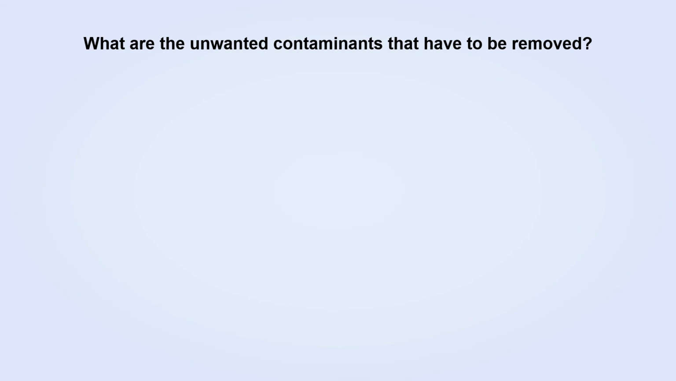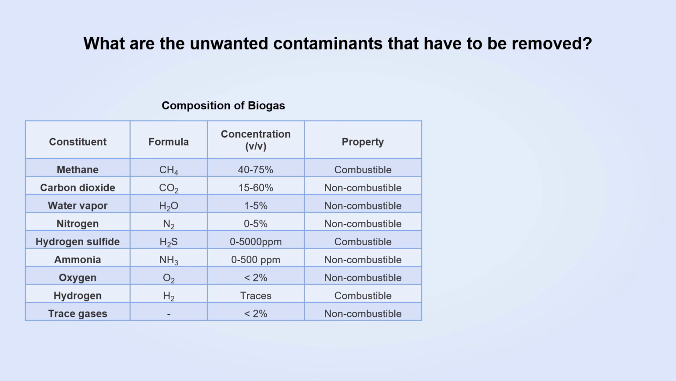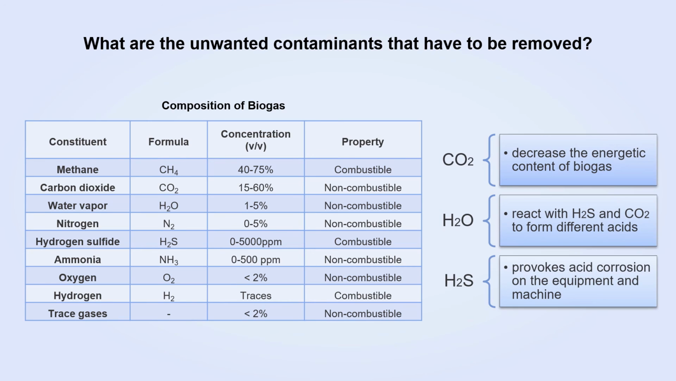We need to identify what are the unwanted contaminants that have to be removed from the biogas. Here is the composition of biogas, and among all these compositions, we need to remove carbon dioxide because it will decrease the energetic content of biogas. Knowing that, it's important to remove the water vapor because it will react with the hydrogen sulfide and the carbon dioxide to form different acids, and this will lead to corrosions. Besides, we need to remove the hydrogen sulfide because it will provoke acid corrosions on the equipment and machine.